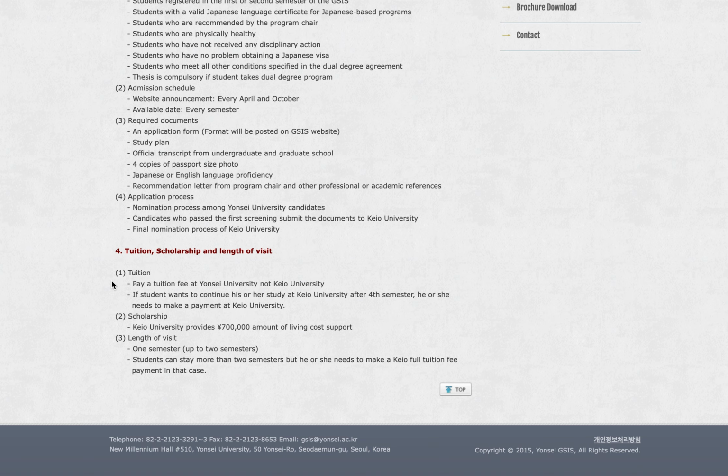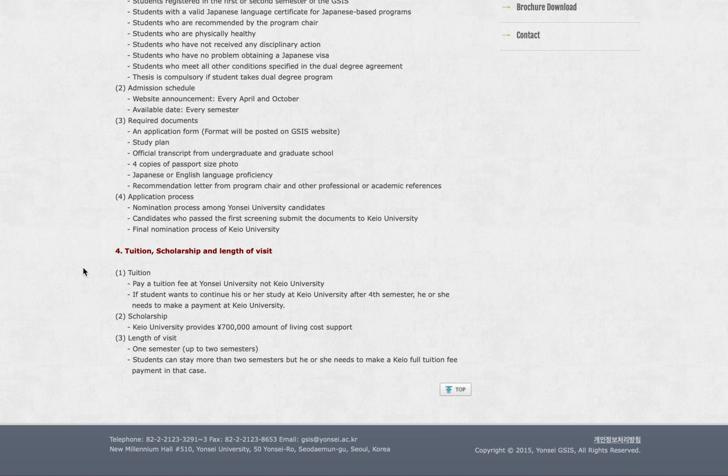Actually, the admission date for Keio University, they will inform you in January or July. Yeah.